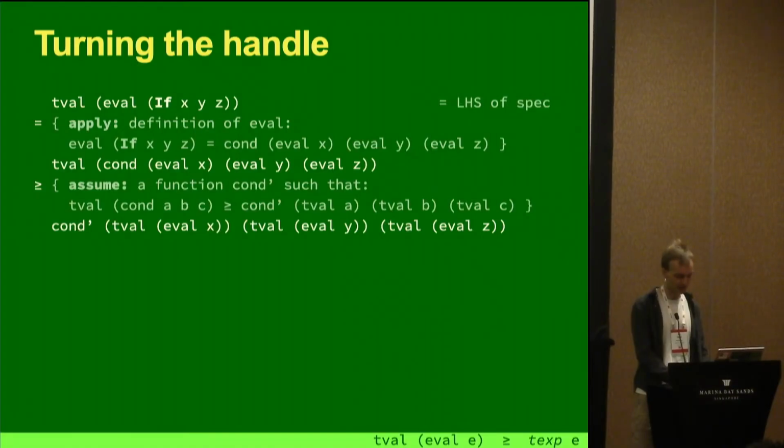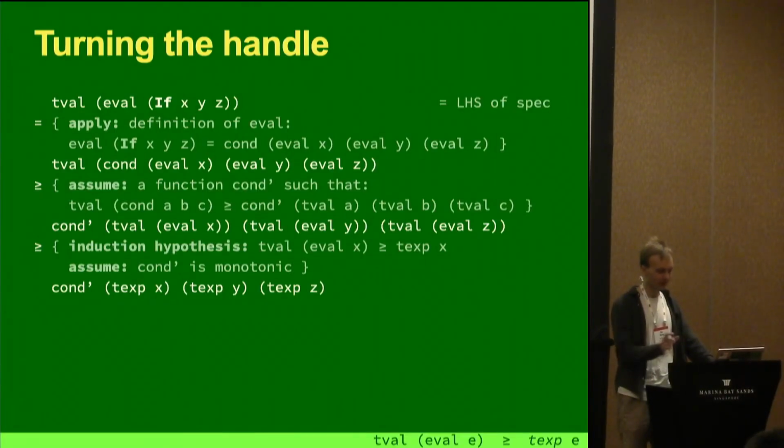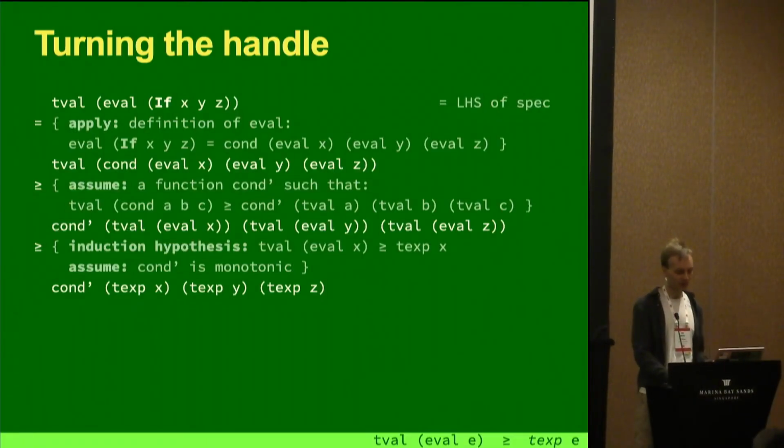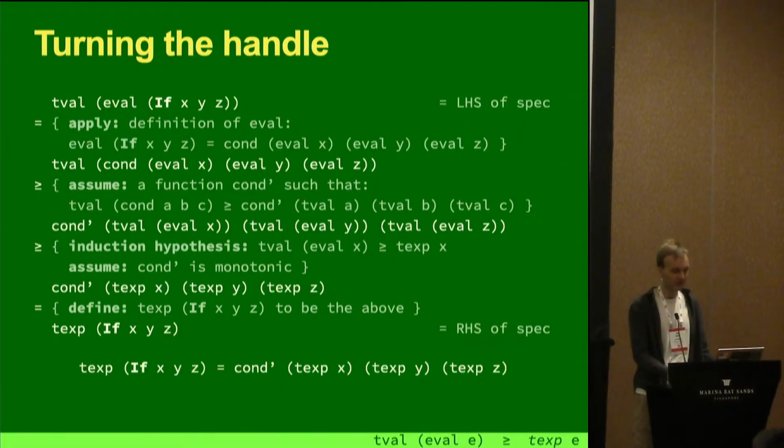Now we can apply our induction hypothesis 3 times on x, y, and z under the condition that this cond prime, which we've yet to define, is monotonic. And that's just because, again, we're in this partial order. We need to apply it inside the function's arguments. But now we're at a point where we can just sort of say, okay, this is a definition of Tx at if x, y, z. And by doing this, we find ourselves at the right-hand side of the equation. And so this has given us one defining clause for our function, for our type checker.